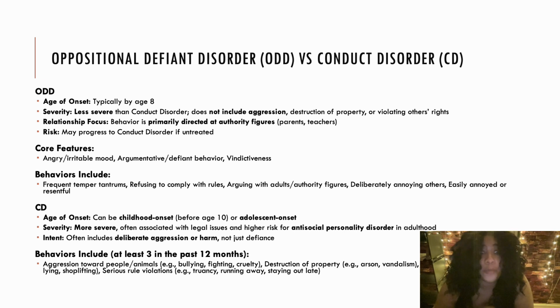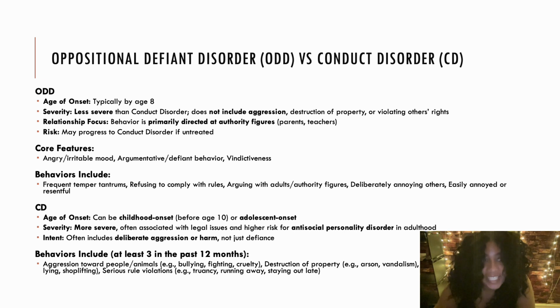Now, 3 out of the criteria in the last 12 months, and that is going to be the what? Bullying, fighting, cruelty, destruction of property, vandalism, arson, lying, shoplifting, stealing, serious violations where you're infringing on the rights of others as well as the law. That's CD. CD is much more severe than ODD. ODD is mild. CD is the more severe.